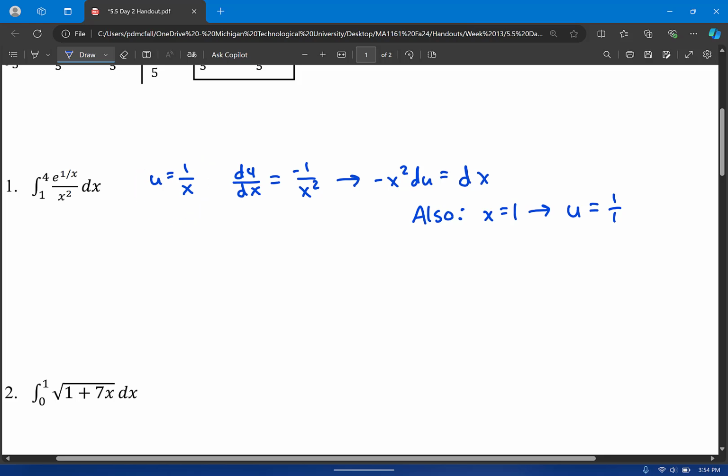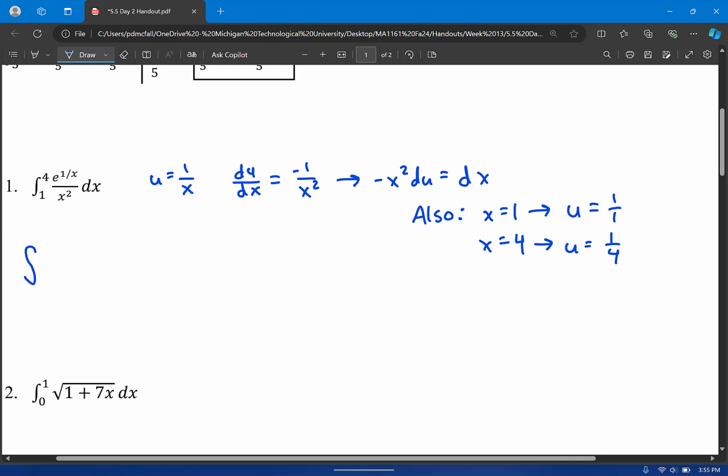So u and x are the same there, but when x is equal to 4, our upper limit, the corresponding number for u is 1 over 4, based on the relationship between u and x. That will allow us to write the entire integral in terms of u, right? We need to switch these limits of integration. So that's the new part for this handout compared to the day 1 handout.